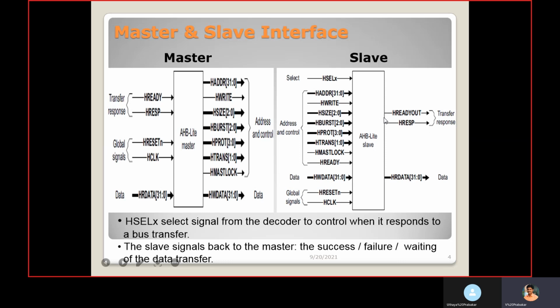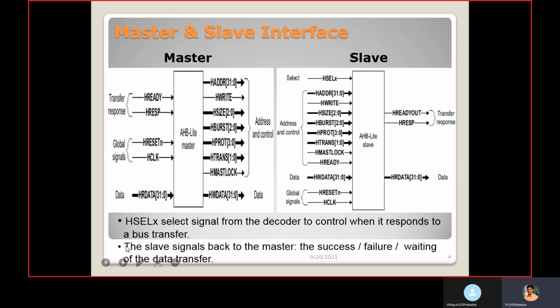The outputs from the slave are HREADYOUT, HRESP, and read data, HRDATA. The HSEL signal from the decoder controls when the slave responds to the bus transfer. If it is 0, the slave is disabled. If it is 1, the slave will respond to the signals.